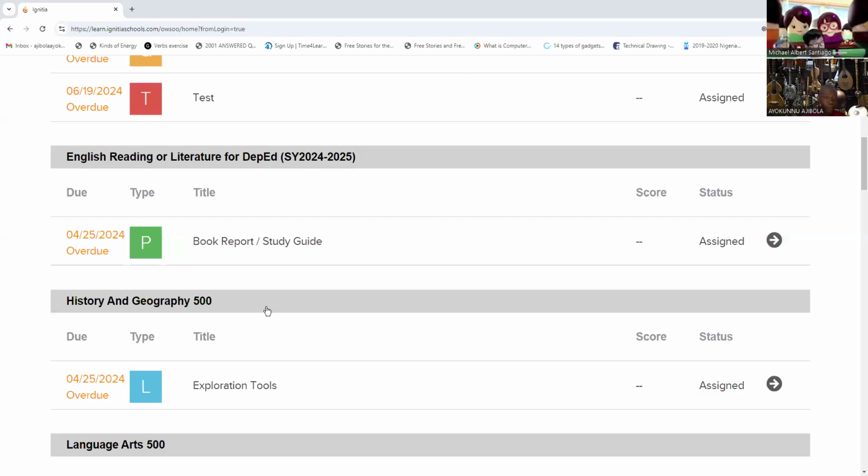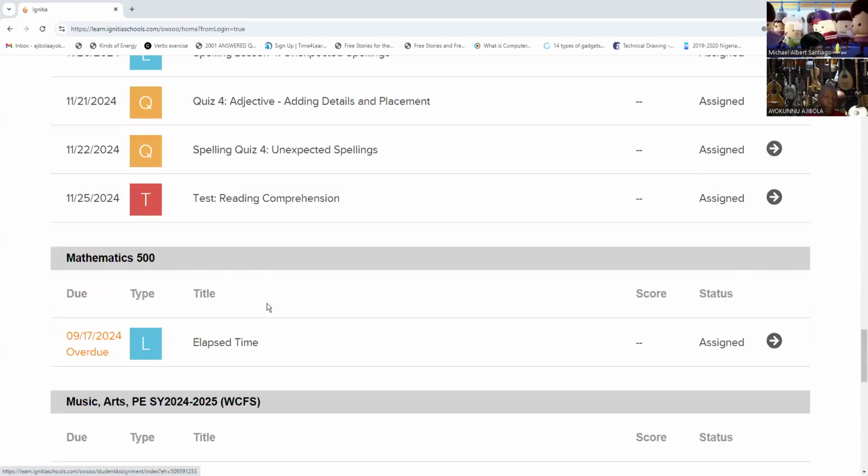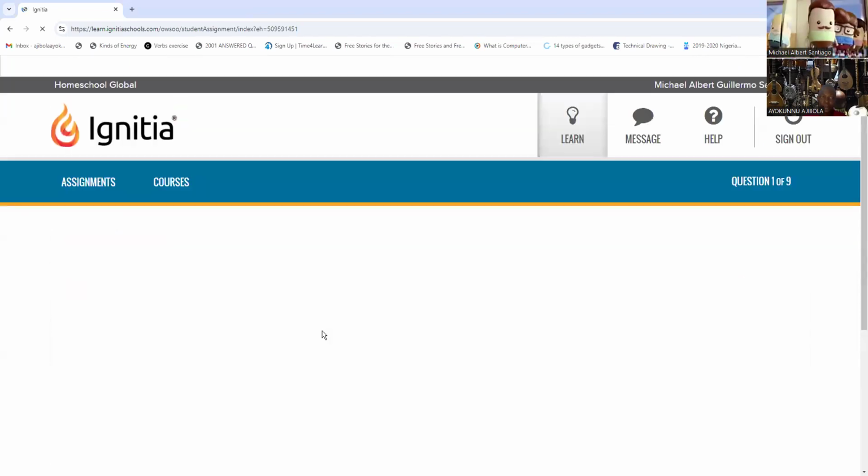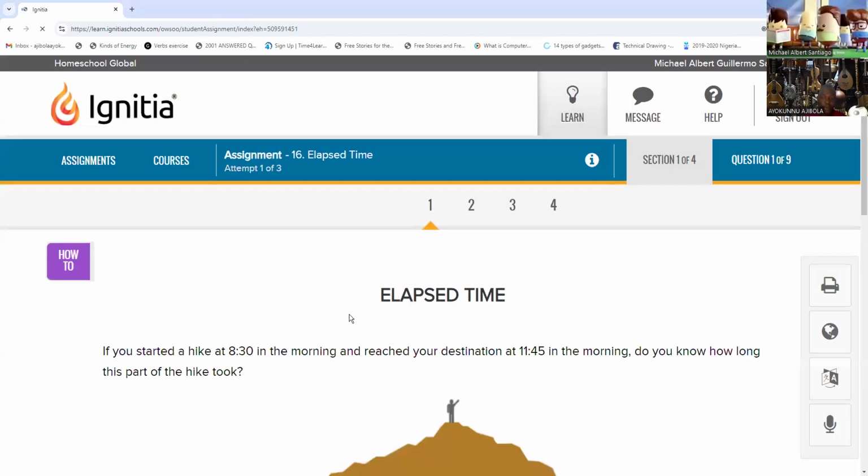So that we can proceed. Now we have this topic, elapsed time. So this is about calculating time, okay?